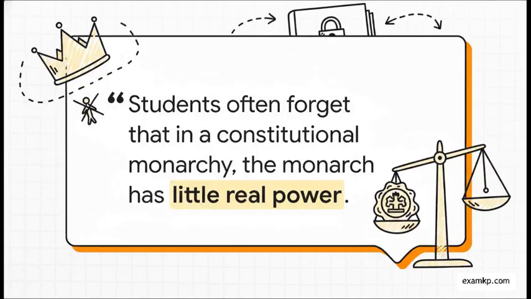And hey, let me give you a pro tip. This is something examiners see all the time. The most common mistake students make is they forget to clearly state that in a constitutional monarchy, the monarch has almost no real political power. You have to spell that out. It's a small detail that makes a big difference and will really set your assignment apart.